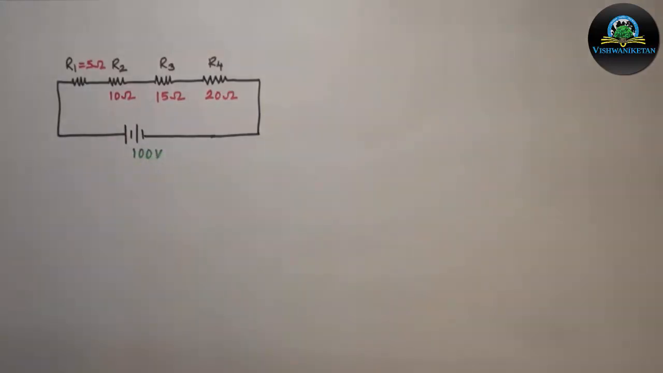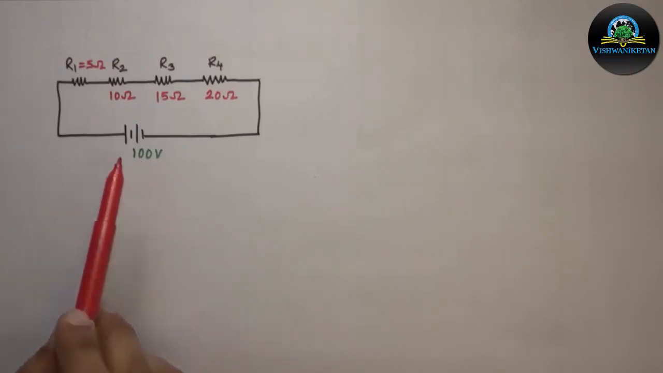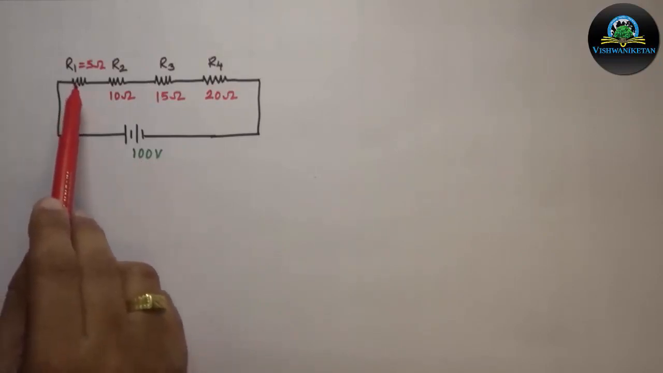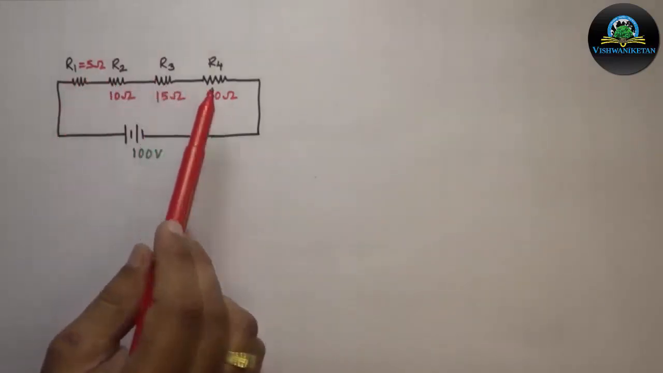Now, from the numerical, it has been asked to calculate the voltage divided among various resistors. In a series circuit, the total voltage, that is source voltage, is divided among various resistors. Hence, in this problem, 100 volt, that is my source voltage, is divided into 4 parts because I have 4 resistors R1, R2, R3 and R4.